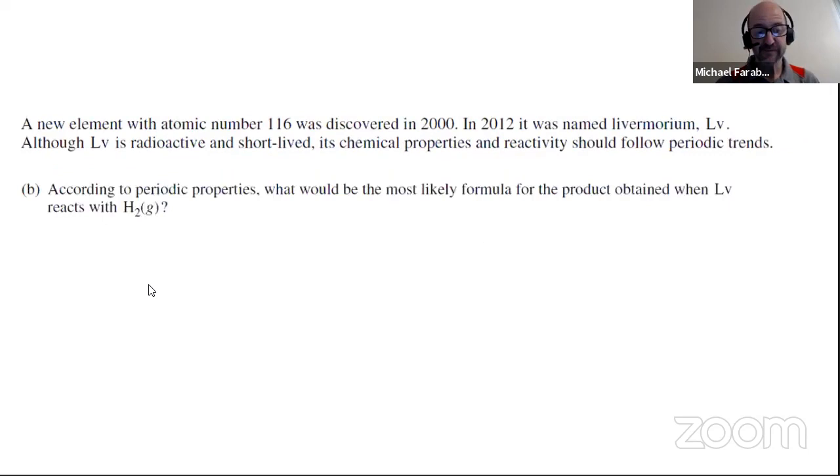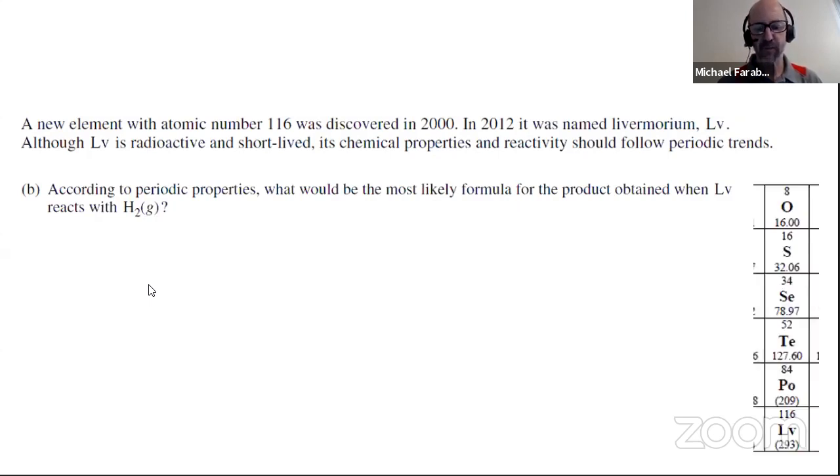Part B, according to periodic properties, what would be the most likely formula for the product obtained when Livermorium reacts with hydrogen? Let's focus on the periodic properties, and that would be not a period, not a horizontal row, but rather a vertical column or a group. So Livermorium is at the bottom of group 16 on the periodic table, which starts with oxygen.